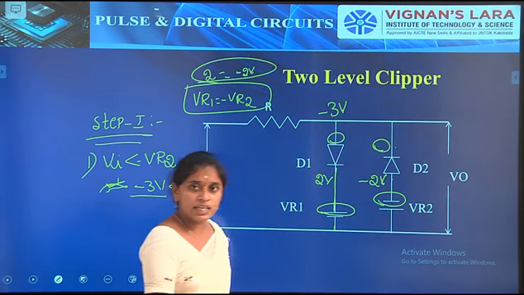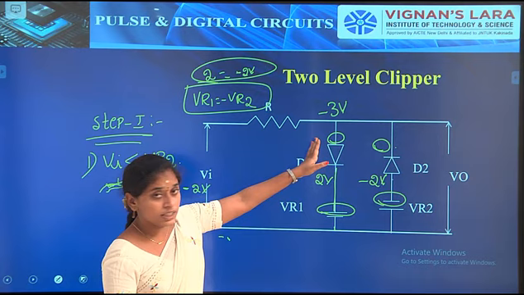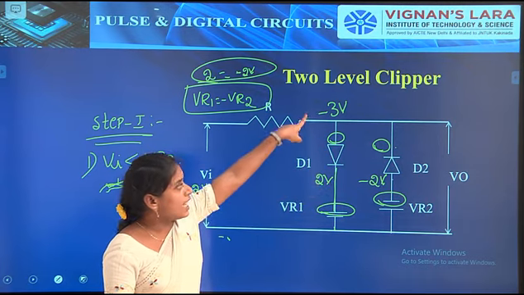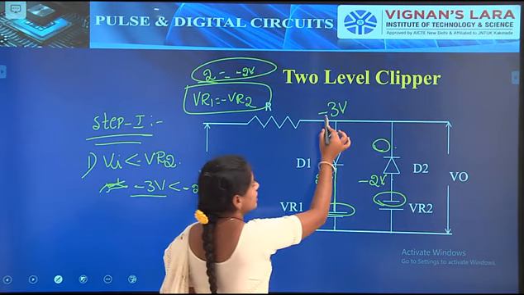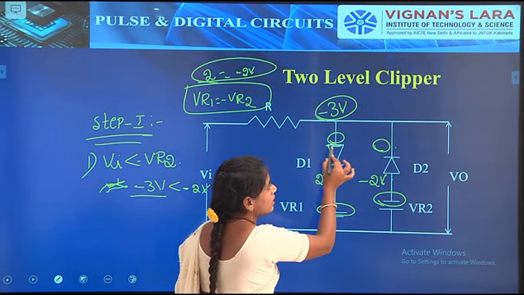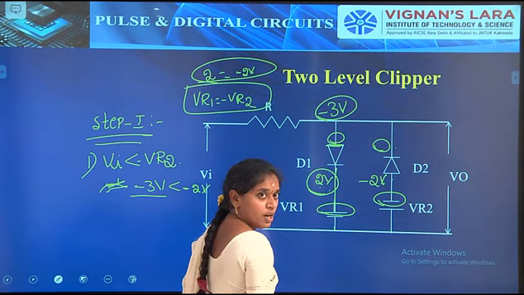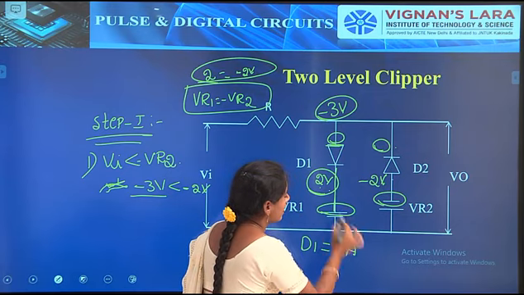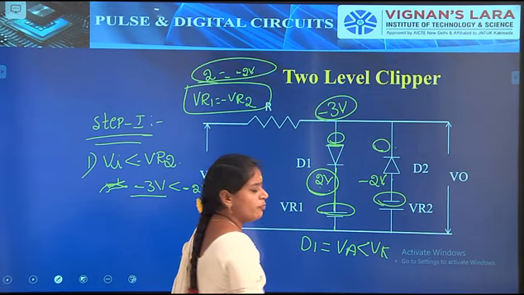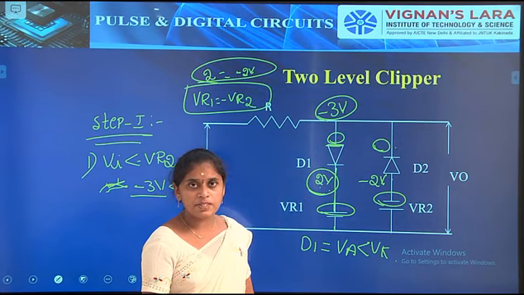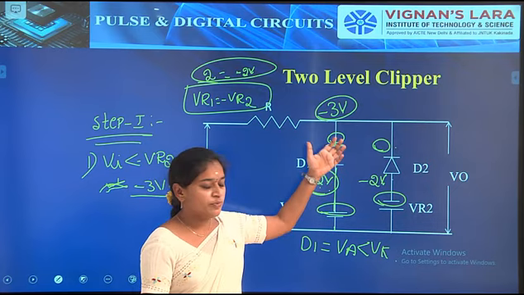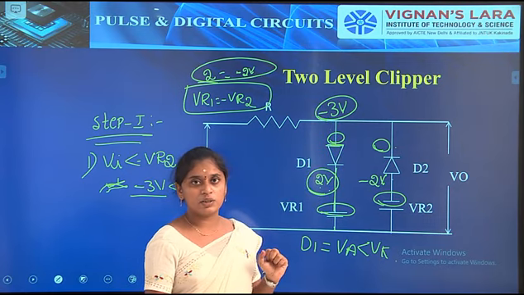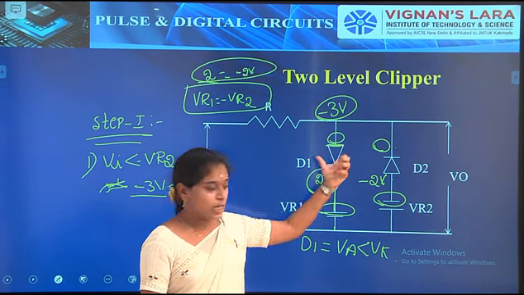From this we obtain that the cathode voltage is greater than the anode voltage. Why? Because with minus 3 volts, the anode voltage is less than the cathode voltage for diode D1. At diode D1, VA is less than VK. Obviously diode D1 becomes off. So when the input signal is less than minus VR2, diode D1 will be off.